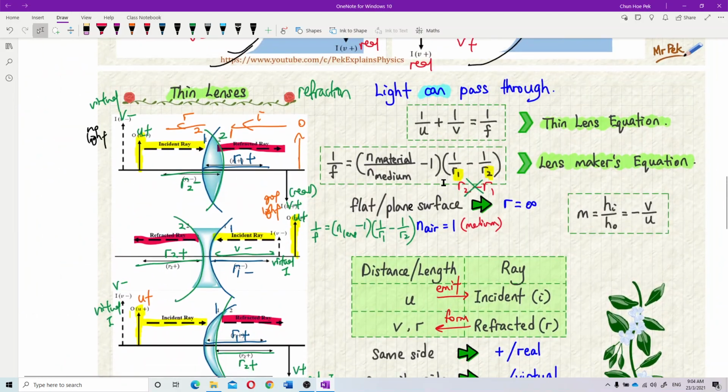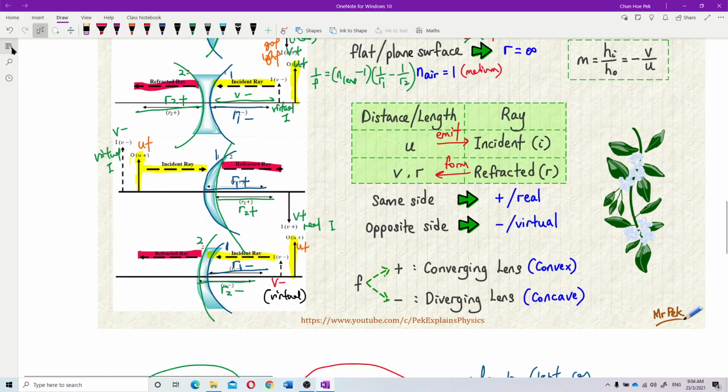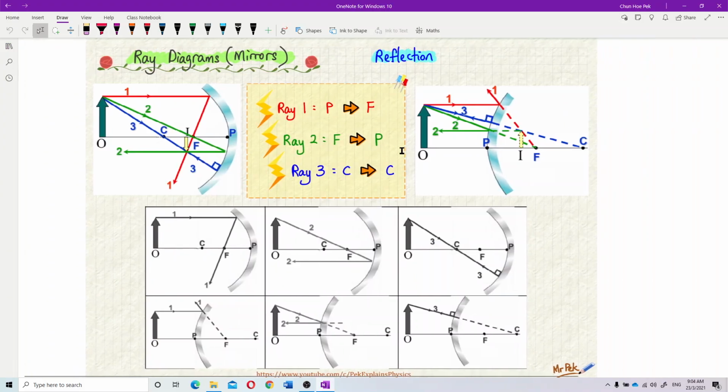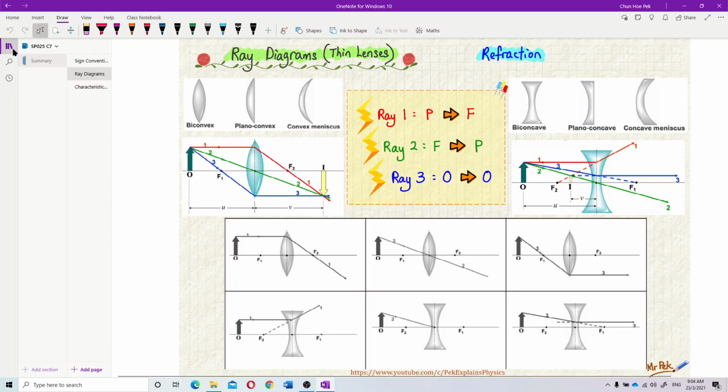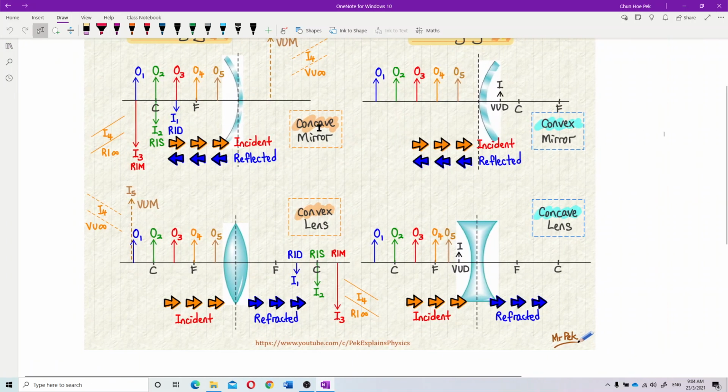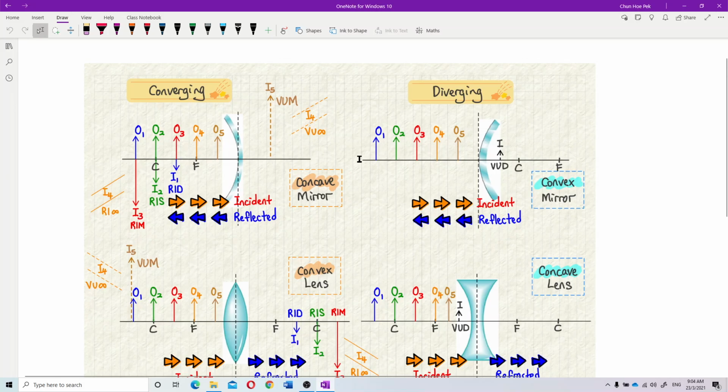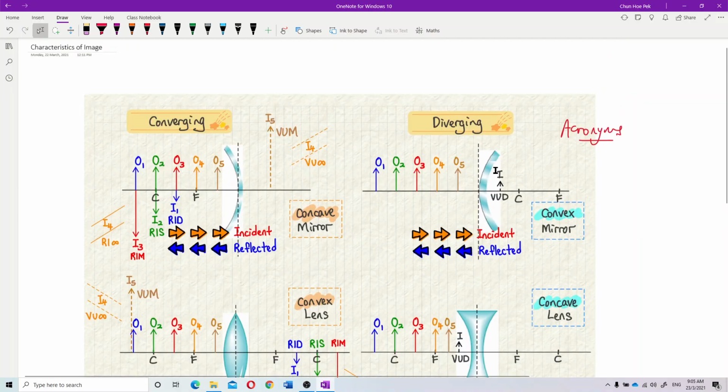So that's all for this video. In the next video I will explain about ray diagrams for mirrors and lenses, and also the characteristics of the images formed. And what are the characteristics? We have acronyms. I will teach you the acronym, which makes it easy for us to solve objective questions.